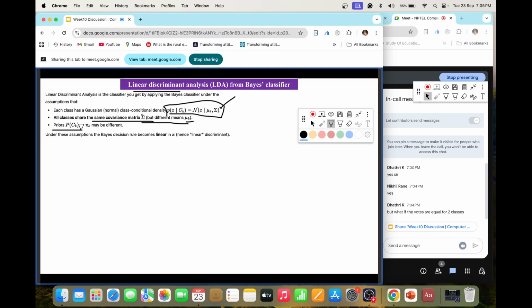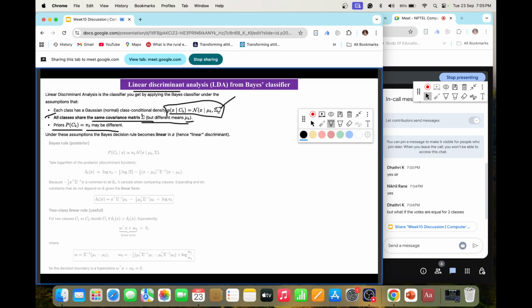And the third thing, priors, that is P(Ck) = πk, may be different. That can be different in Bayes also, but the main point is that all the classes share the same covariance, and your P(x|Ck) will form this Gaussian distribution. Okay, so this is the thing.